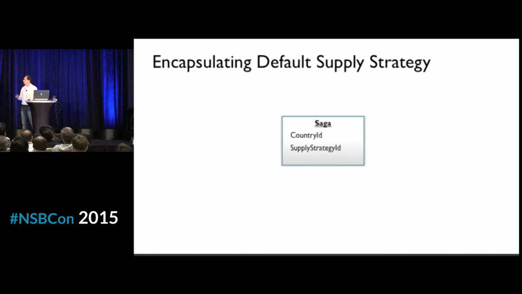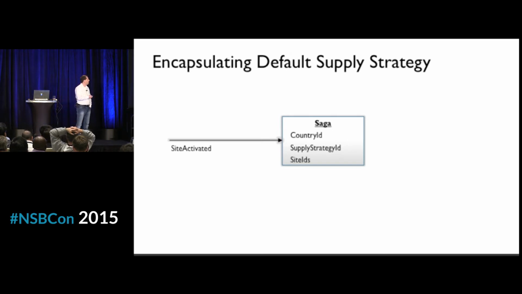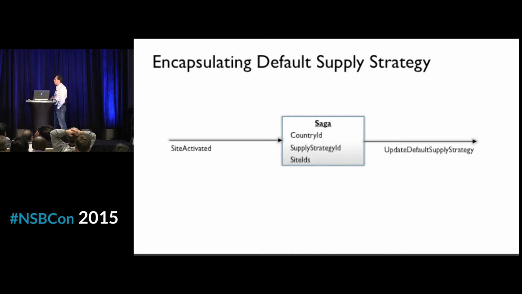We could subscribe to another event, the SiteActivated event, which would have the site ID and the country ID. If we did that, we could build up a list of sites in that country within this Saga. We would then know what sites to send these updates for. The next problem we're faced with is, do we need to know when all these updates have been completed? And it's important when we're building systems like this that we're designing in eventual consistency and not introducing inconsistencies. So in this case, we do need to do that.